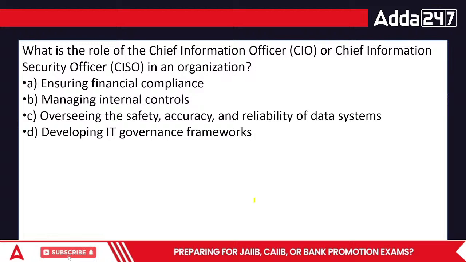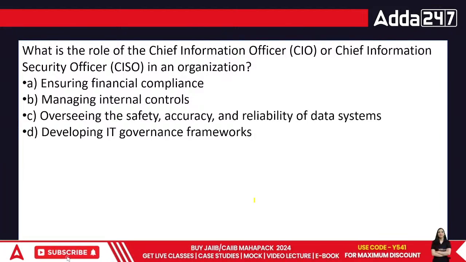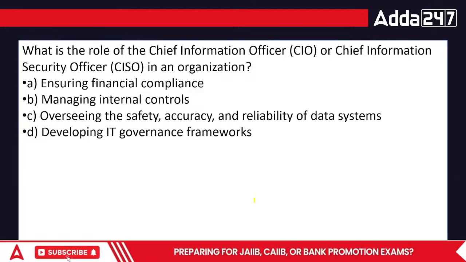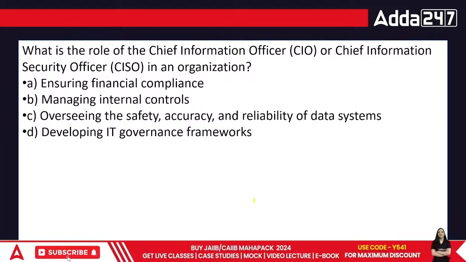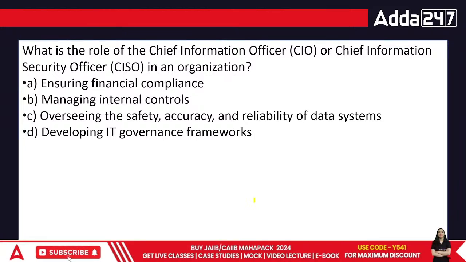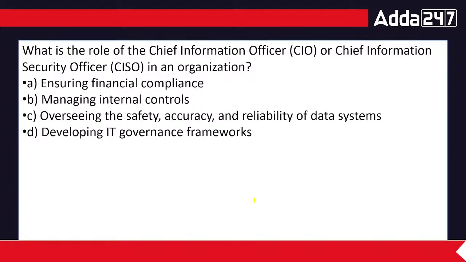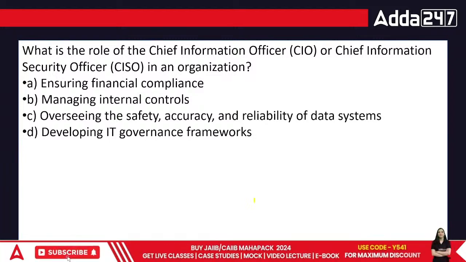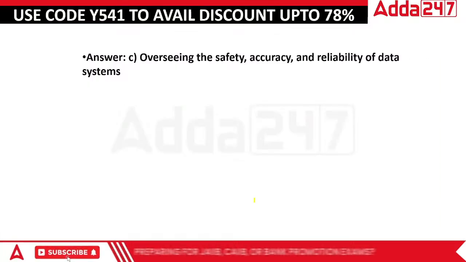So, is it the financial compliance? No, they're looking into the information. So they would want that information is given properly, done properly, and followed properly, correct? The Chief Information Security Officer is making sure that where the information is input, where it is kept, where it is stored, and where it is processed, it is not going wrong. What do you think? So in this case, what's going to be the answer? Overseeing the safety, accuracy, and reliability of the systems is the main thing.